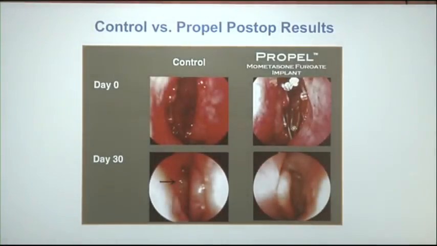So here's an example of a study done by the company who sells Propel, of Propel being placed in an open sinus space after surgery. And then in 30 days, the narrowing and polypoid changes that have recurred due to their allergies or chronic disease, versus after the Propel, where you have a wider opening.